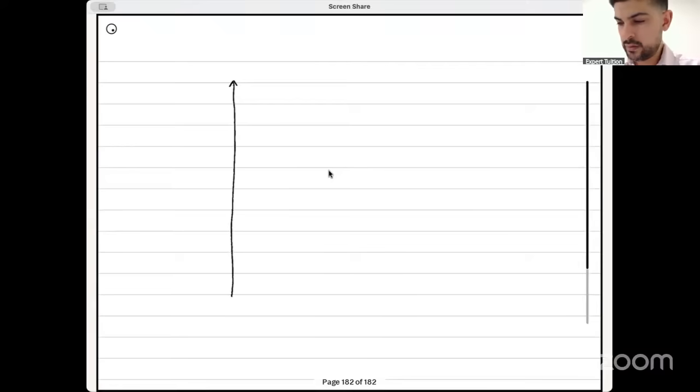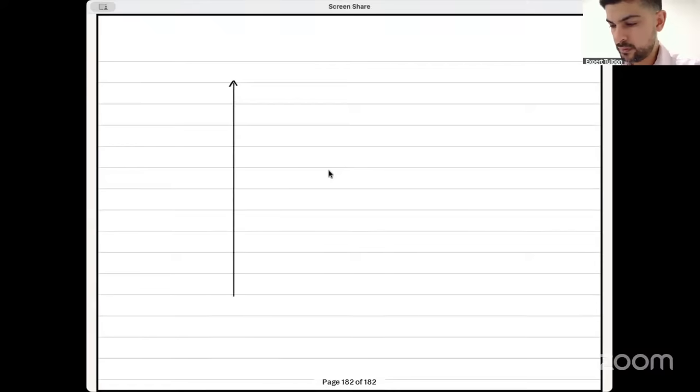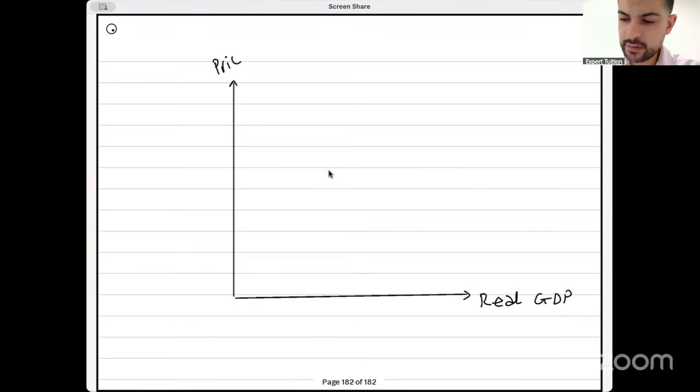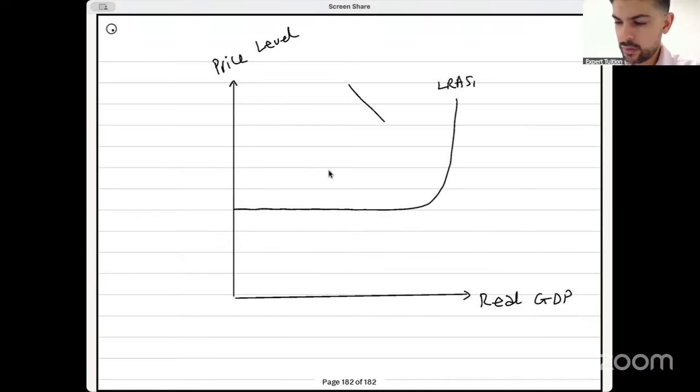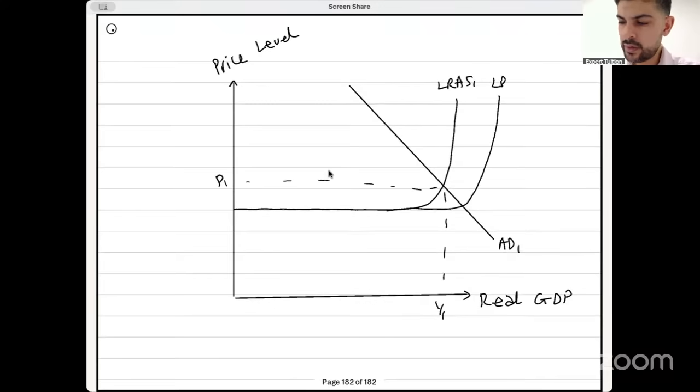Right, so real GDP, and this is the price level. And LRAS 1. Draw the AD curve when you're doing LRAS shifting out, by the way, at a bottleneck or near full capacity, so you can show both disinflation and economic growth. Here's Y1, here's P1, and then LRAS shifting out does that. Okay, so LRAS 2. And this is your diagram.